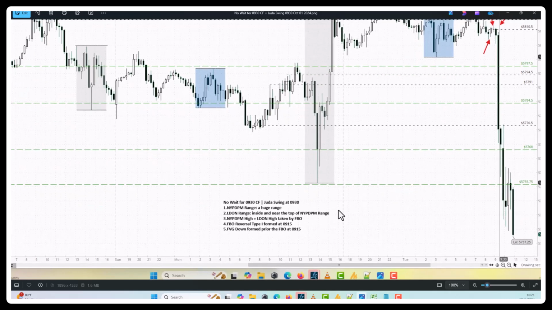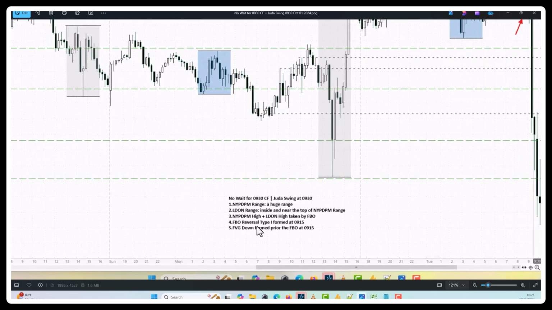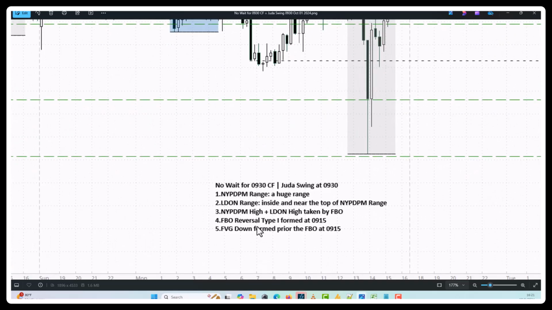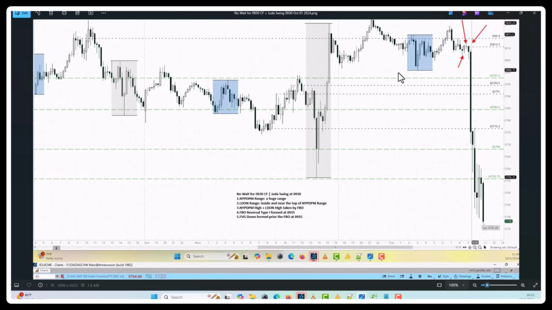Yes. So basically right here we have a very detailed note. So in this case we don't have to wait for the 9:30. CF stands for candle formation. We don't have to wait. And this is the ICT called Judas swing at 9:30. We swing right away at 9:30 because the liquidity was already set up and swept before 9:30.